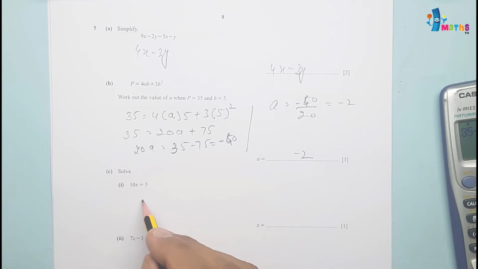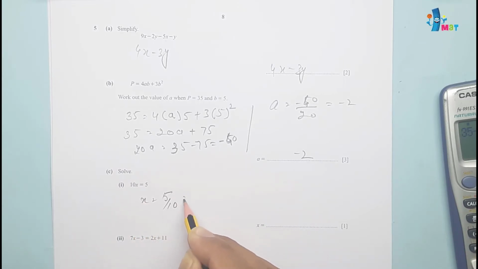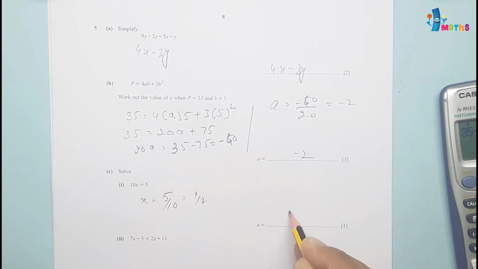Solve this one. 10x is equal to 5, x is equal to 5 over 10. So this will be equal to 1 by 2. We can write here answer as 1 by 2.